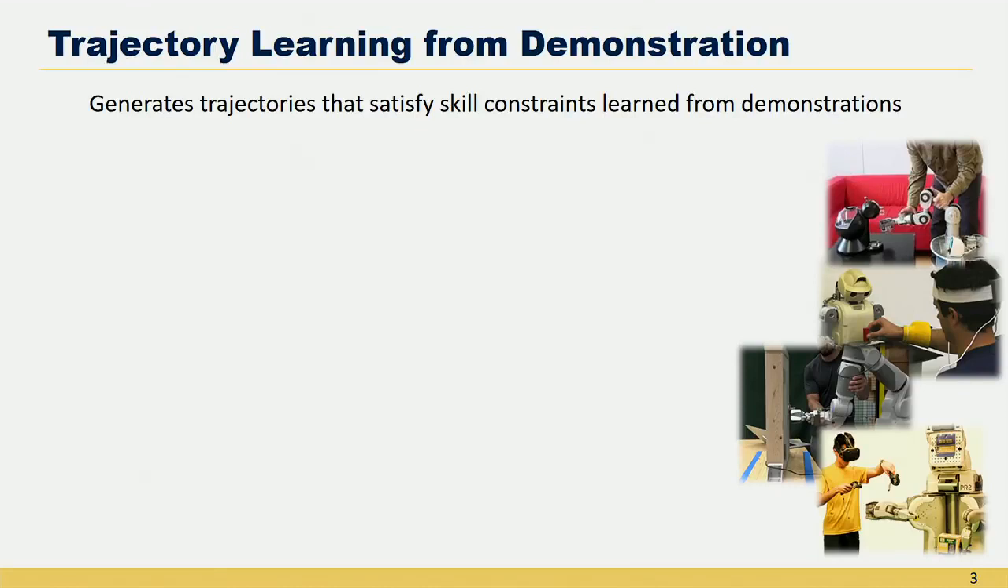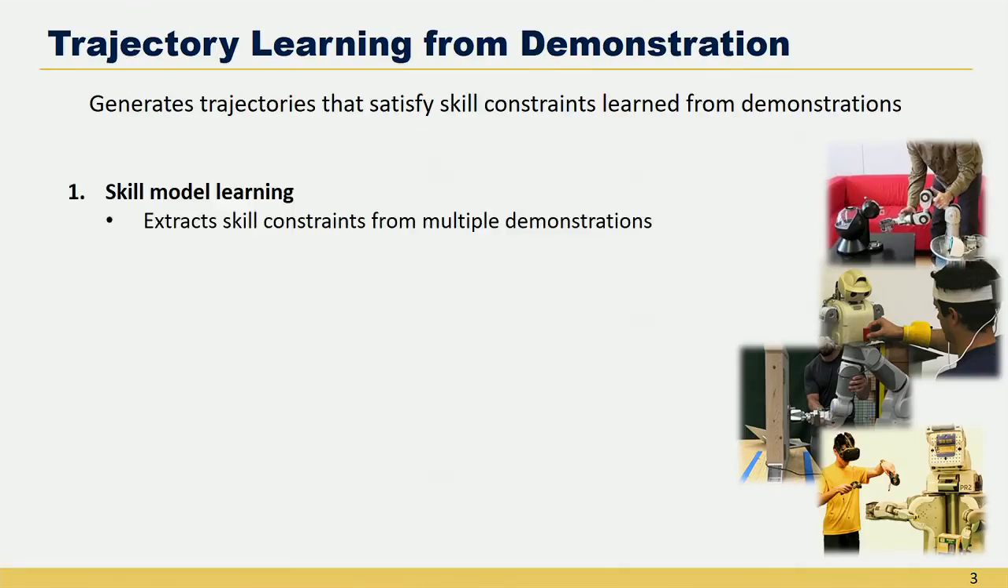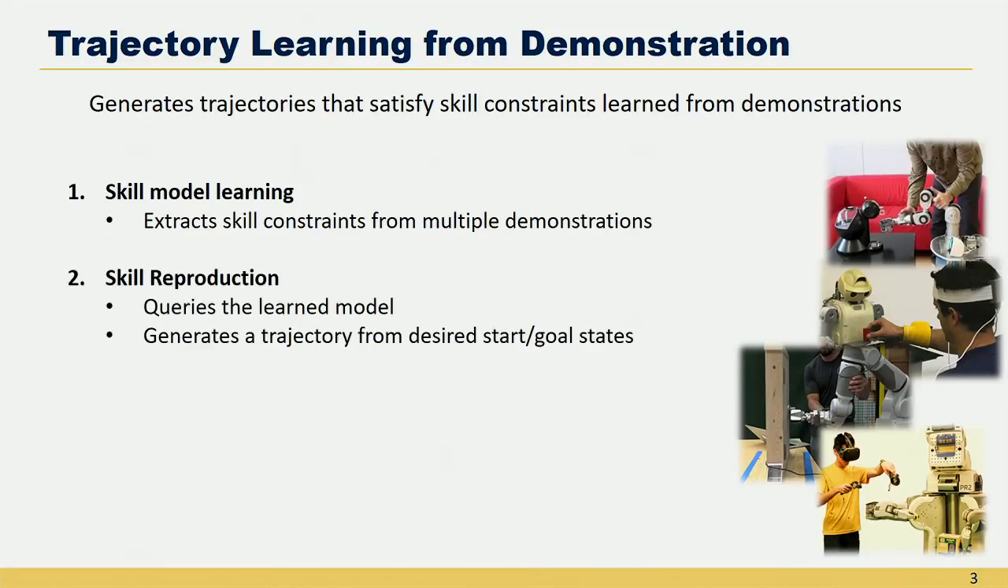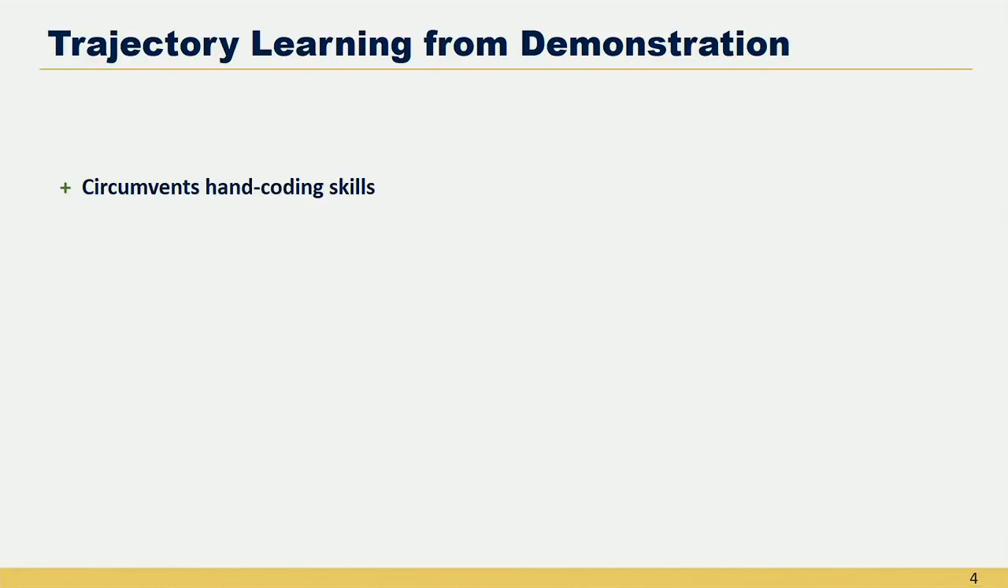This is usually done in a two-step process. First, a skill model is learned, which extracts all the skill constraints from multiple demonstrations. This can be done with a dynamical system approach, a probabilistic model, or a hybrid of the two. Then, a skill reproduction module is called, which queries the skill model and adds additional constraints from the reproduction scenario to generate new trajectories, which generalize this skill. As a result, trajectory-based LFD is able to circumvent the need for hand-coding skills, which otherwise might be infeasible.